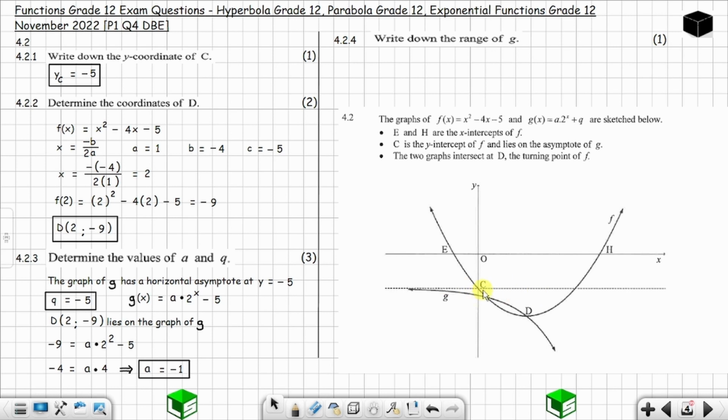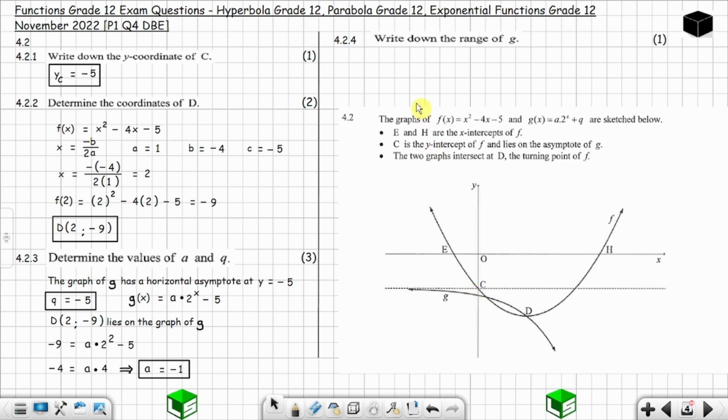So the range is obtained on the y-axis. You take all the values of y that exist for this graph. So from negative infinity all the way to negative 5. Negative 5 is not included because this graph is not touching this line. It's only approaching this line, which is a horizontal asymptote. So negative 5 is not included, so you have to show that with a round bracket.